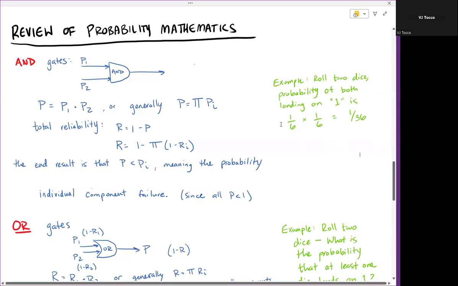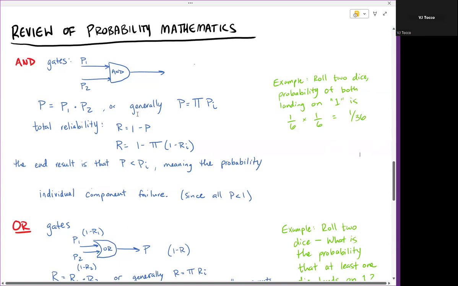Well, the probability that the first die will be a 1 is 1 out of 6. And the probability that the second die will be a 1 is also 1 out of 6. So I multiply those together. Snake eyes is one of the rarer rolls for a dice game. It's 1 over 36. Furthermore, remember that the reliability and the probability are complements of one another. They have to sum up to 1.